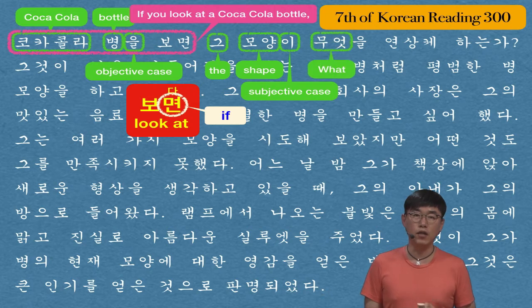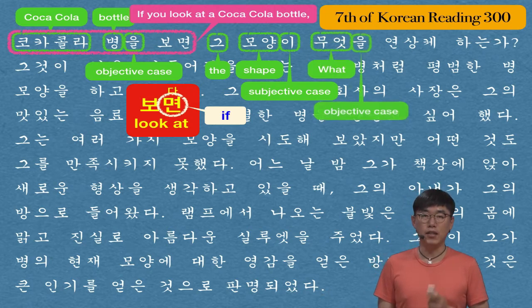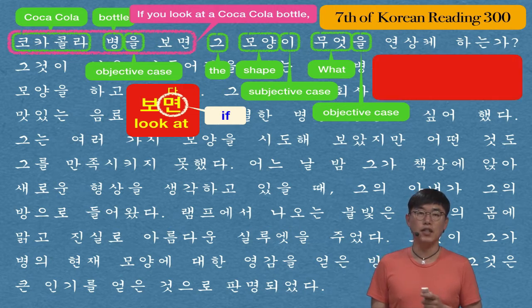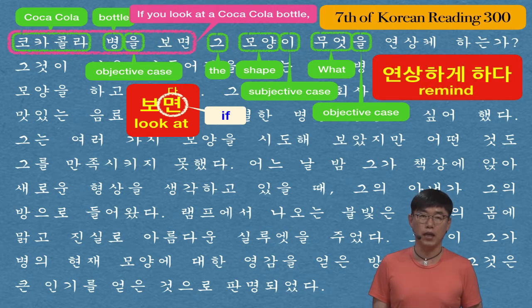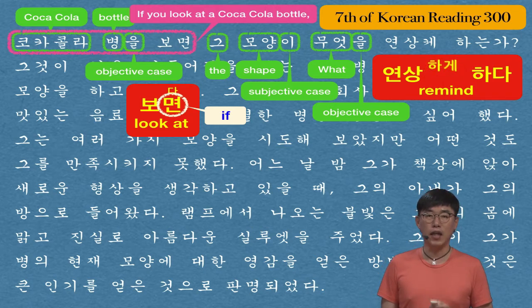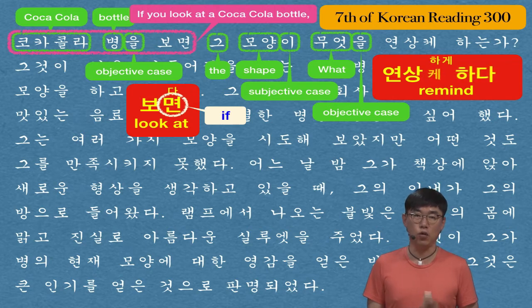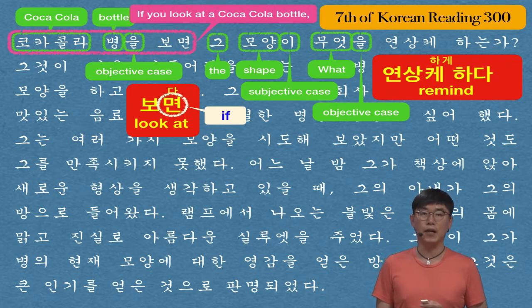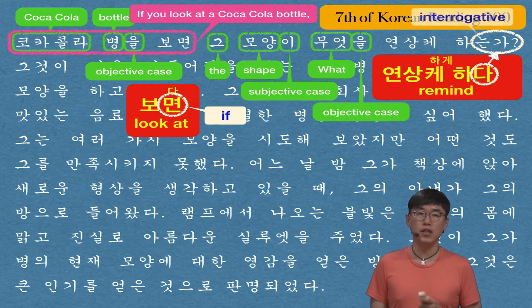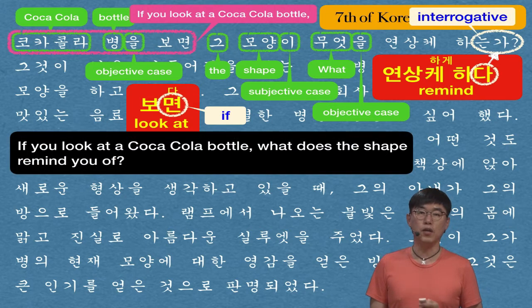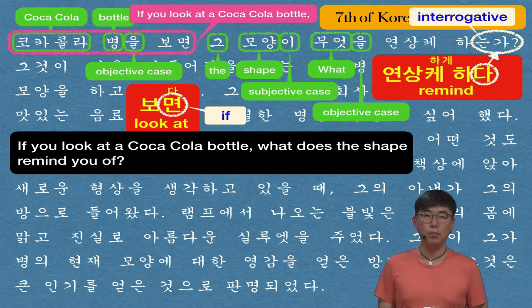무엇 is an interrogative pronoun, what. And 을 is the objective case. 연상케 하는가 came from 연상케 하다, which means to remind. Actually, the letter 케 is a shortened form of 하게. So, 연상하게 하다 is shortened into 연상케 하다. And the letter 다 is replaced with 는가 in order to make an interrogative sentence. So, 코카콜라 병을 보면 그 모양이 무엇을 연상케 하는가? If you look at a Coca-Cola bottle, what does the shape remind you of?